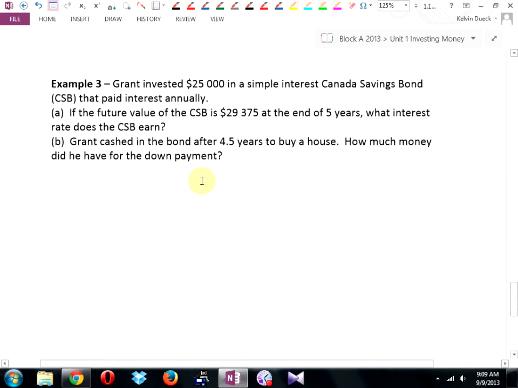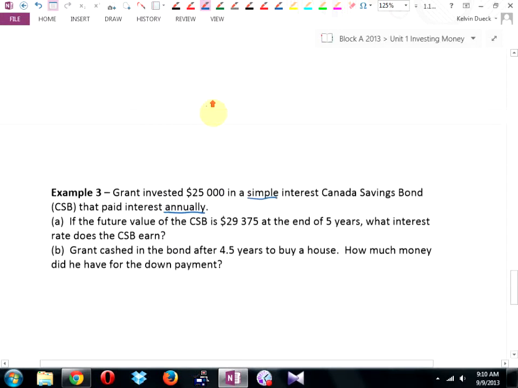Try one more. Grant invested $25,000 in the Simple Interest Canada Savings Bond, CSB, that paid interest annually. Okay. Because we're going to be learning more than one type of interest, I'm going to get in the habit of saying this one is simple interest and it's annually. We're also going to be looking at different maturing rates, different maturing periods. We may look at some that are semi-annually or monthly. Yeah?